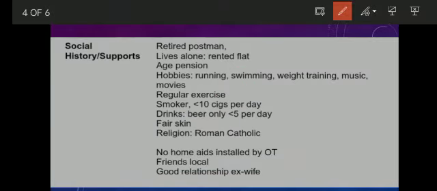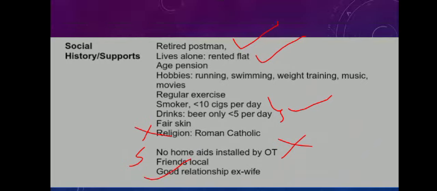Then regarding social history, you can write he's a retired postman, lives alone in a rented flat. That you can also write. Then he smokes and drinks, right? That also is relevant. Fair skin and Roman Catholic are not required. No home aids installed by an occupational therapist, not required. Friends, local, semi-relevant, but it's not actually required. Good relationship with ex-wife is required because we are writing about his ex-wife, right?